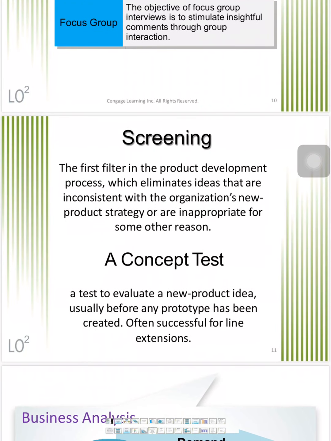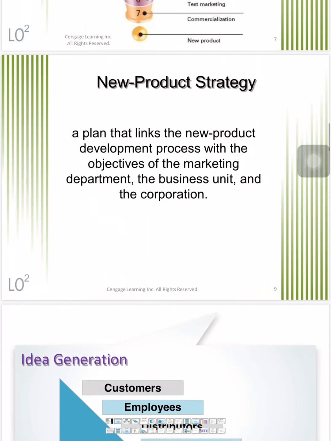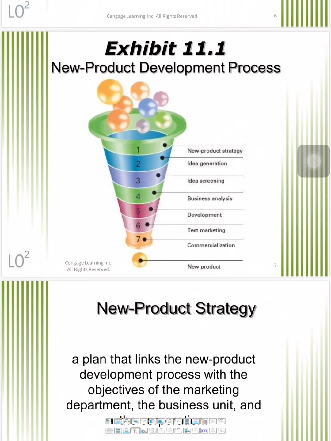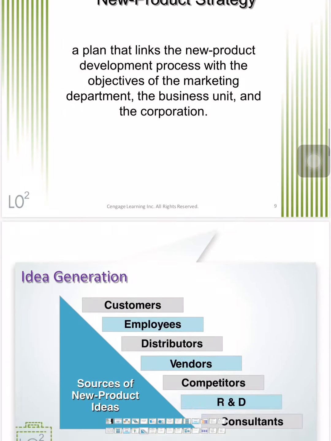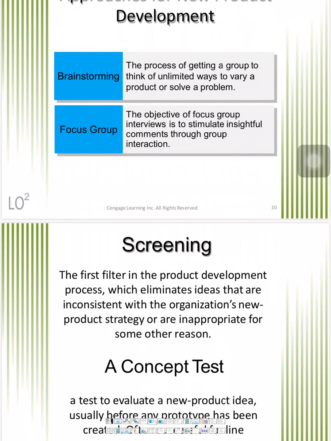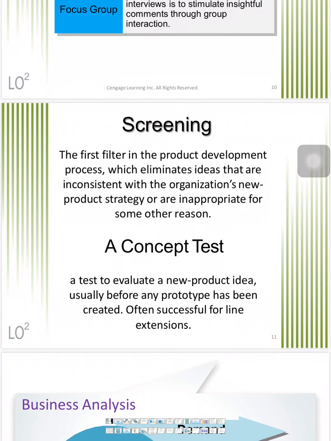Okay, next, which is idea screening. Idea number 3, idea screening. Here they stated that it is the first filter in the product development process, which eliminates ideas that are inconsistent with the organization's new product strategy, or inappropriate for some other reasons.